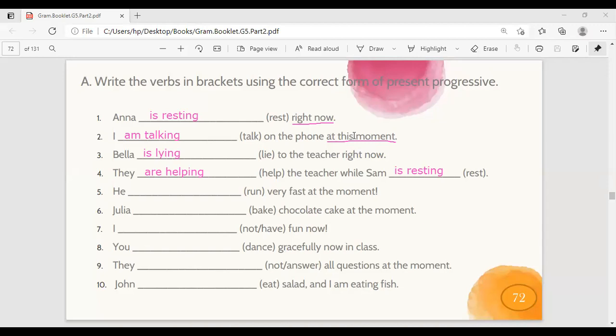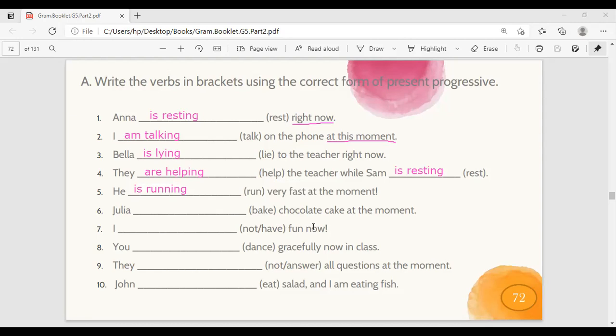He was. Why "he was"? Are we saying something happened in the past? No. Okay, we're talking about the present, and we're saying at the moment. He is running. And notice something, guys. Here, what should we do with run? I'm stressing on it, so I have to double the n and add ing. He is running very fast at the moment.